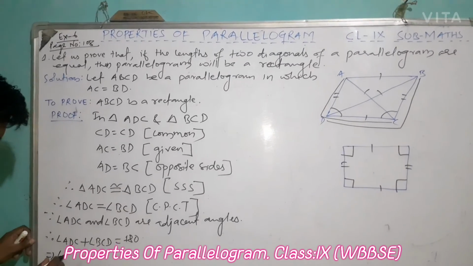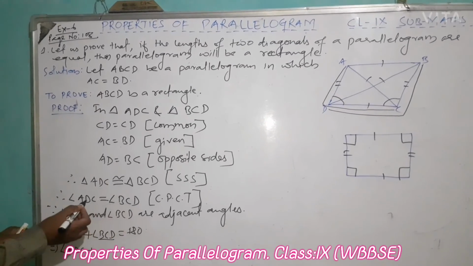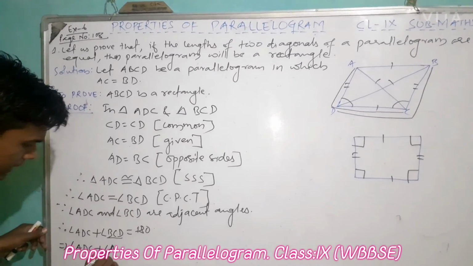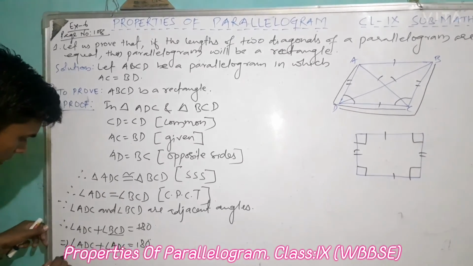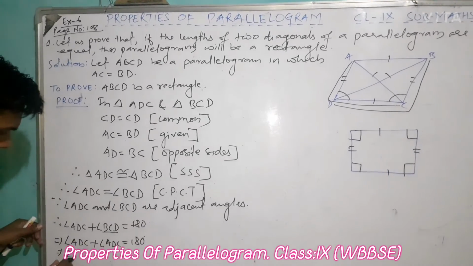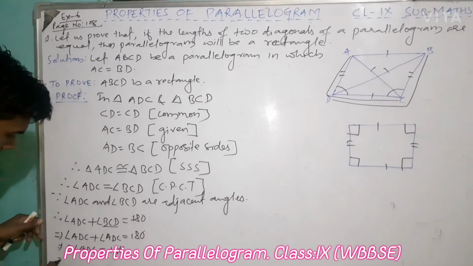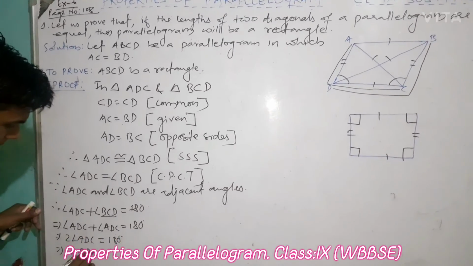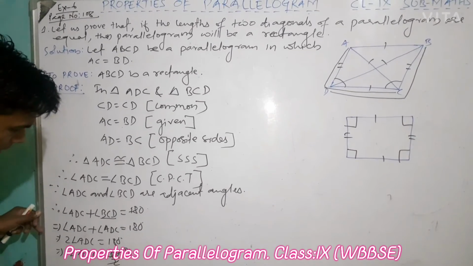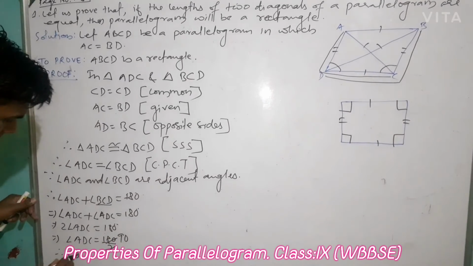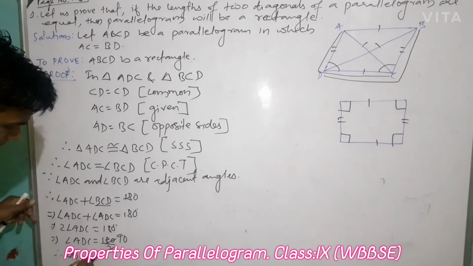So here ADC and BCD are equal. Let's write angle ADC plus, in place of BCD, angle ADC, equals 180 degrees. Now ADC plus ADC equals 2 angle ADC equals 180 degrees. Then angle ADC equals 180 upon 2. Two 9s are 180. Therefore angle ADC equals 90 degrees.